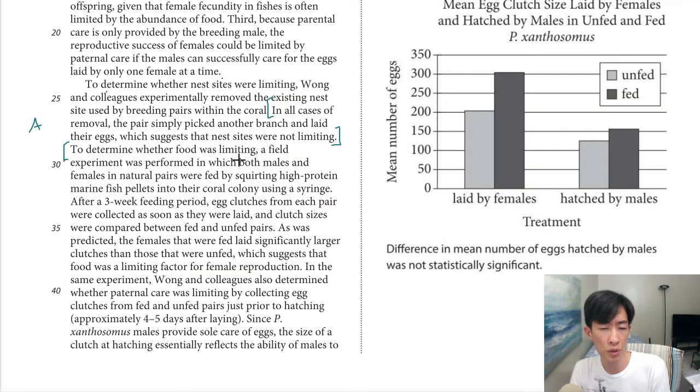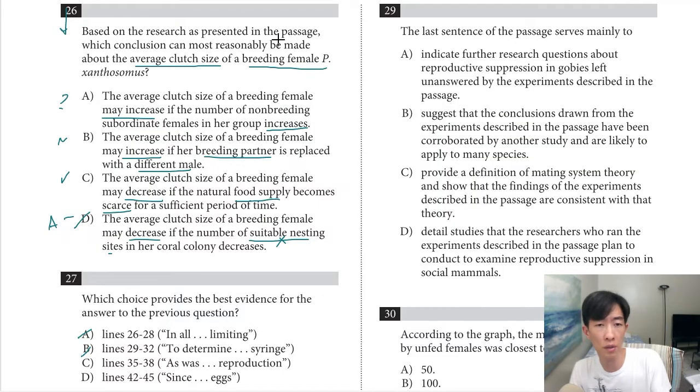Next one, 29 to 32. To determine whether food was limiting, a field experiment was performed in which males and females in natural pairs were fed by squirting high-protein marine fish pellets into the coral colony using a syringe. So this is just talking about the experiment. This doesn't actually show or prove why a female clutch size would increase or decrease. So B is out.